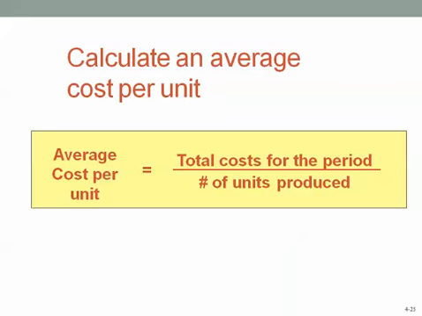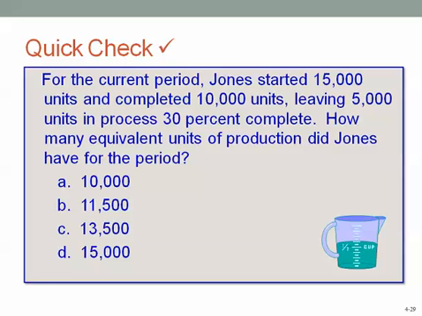Let's take a quick concept check. For the current period, Jones started 15,000 units and completed 10,000 units, leaving 5,000 units in work in process that are 30% complete. How many equivalent units of production did Jones have for the period?